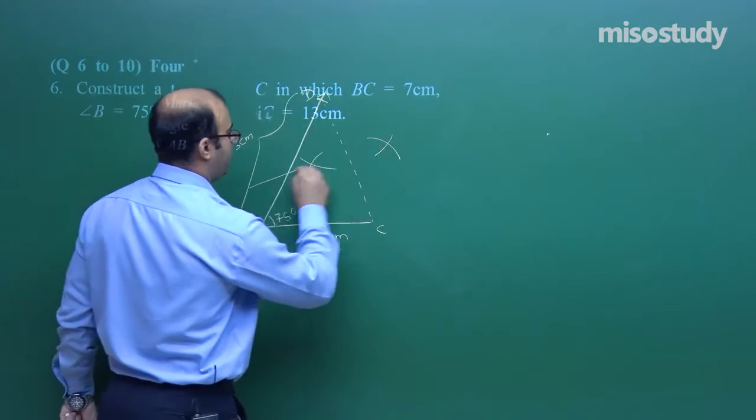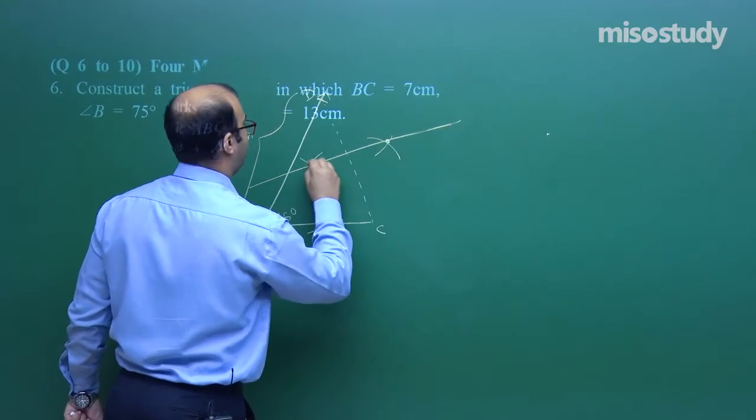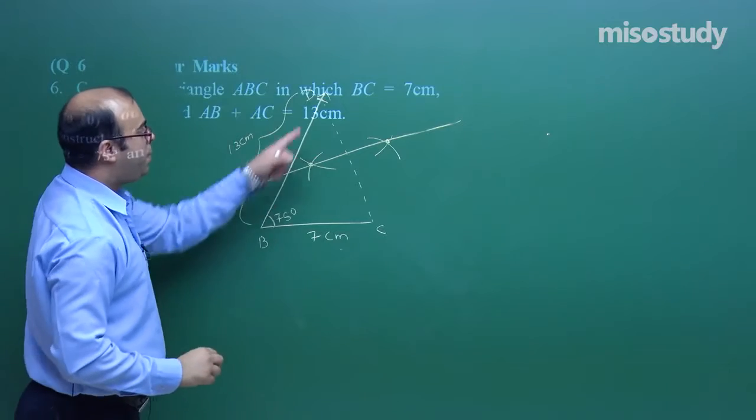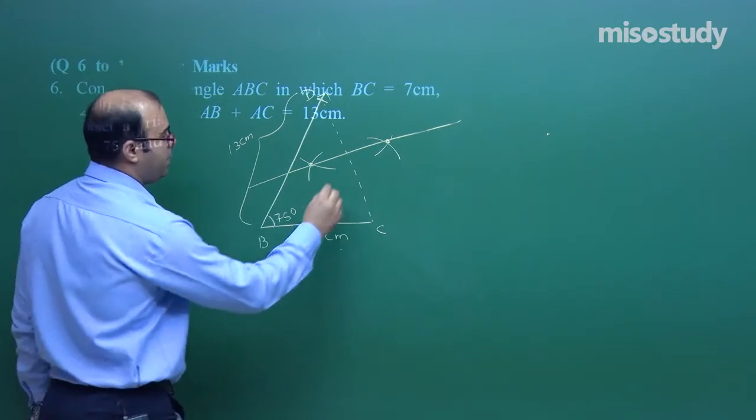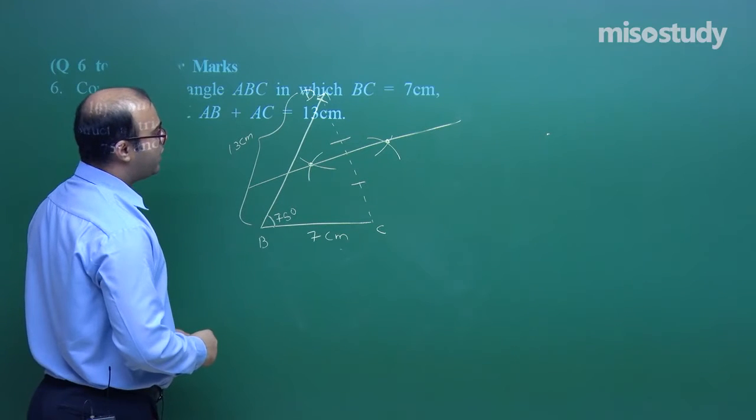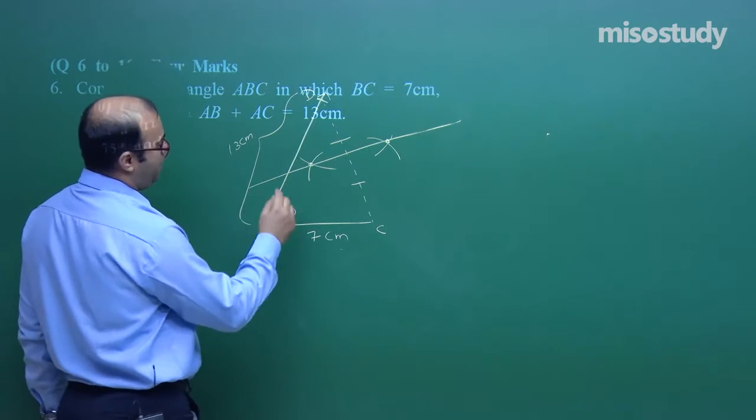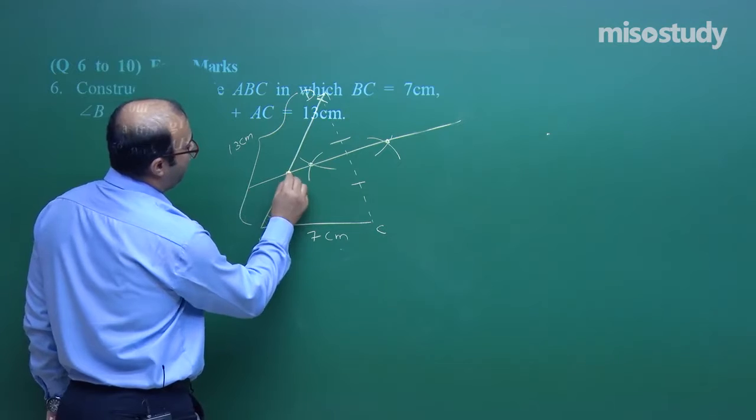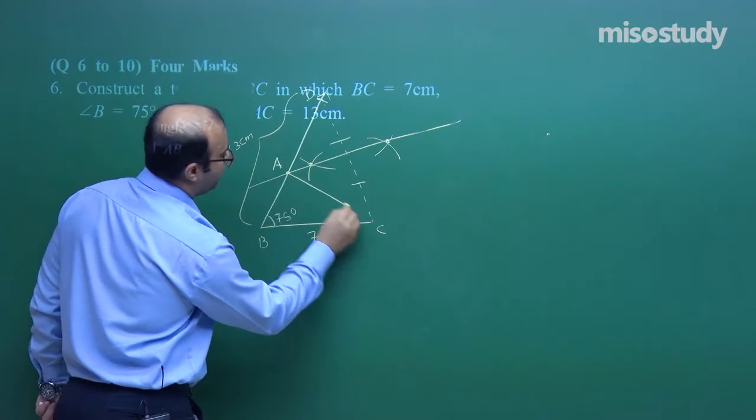We join these 2 points. These are the points of intersection of arcs. This is the perpendicular bisector of CD. That means this length is equal to this length, students. What do we do next? In the next step, we will join this point, let us call it as A, with C.